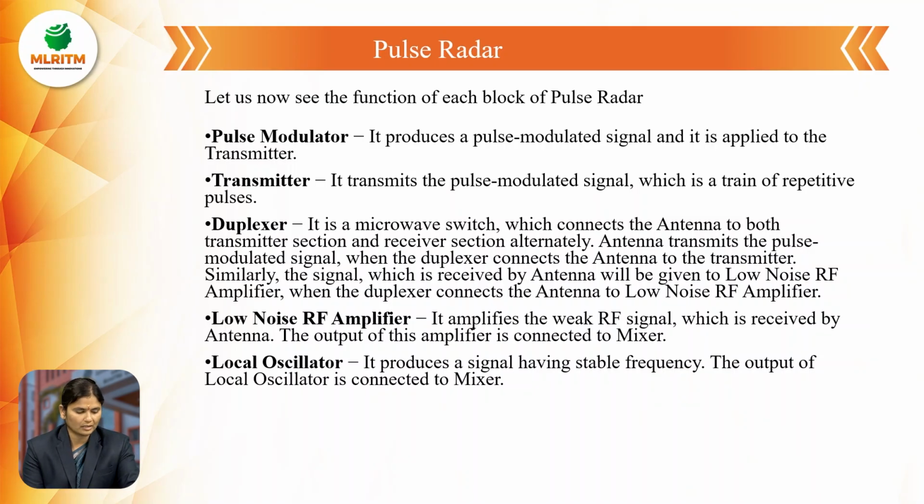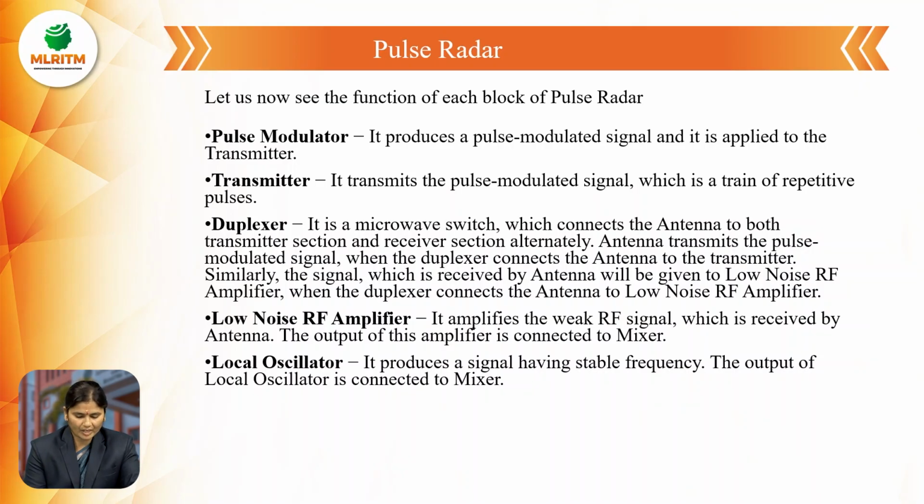Next one is the duplexer. The duplexer is a microwave switch. It connects the antenna either to the transmission section or to the receiver section alternatively. If the duplexer connects the antenna to the transmission section, then it transmits the electromagnetic waves or pulse modulated waves into the space. If the duplexer connects the antenna to the receiver section, then it receives the echo signal from the space.